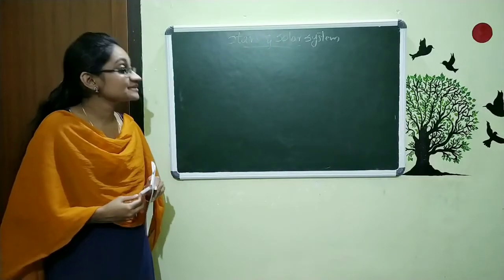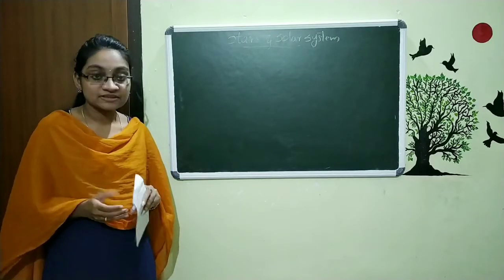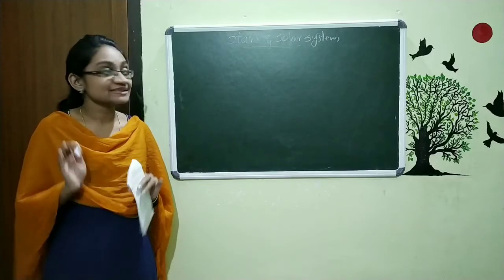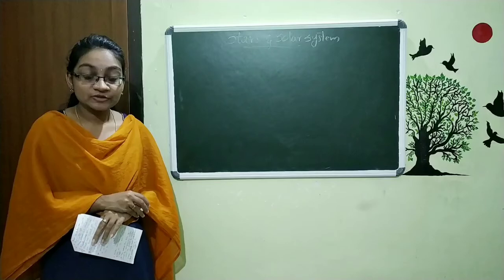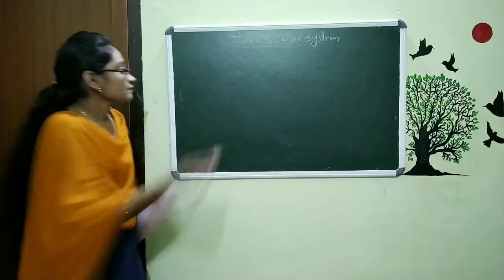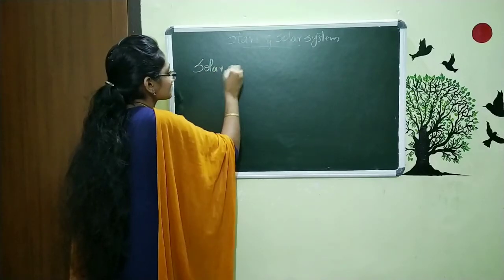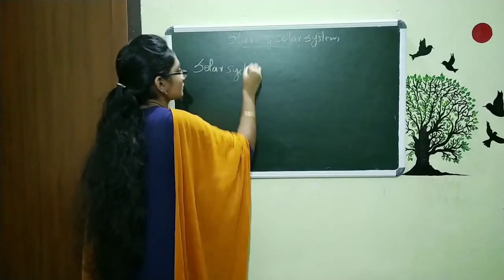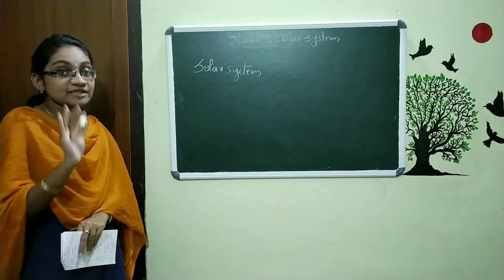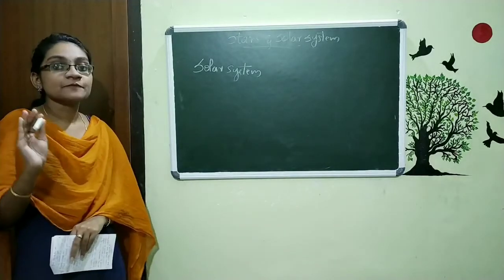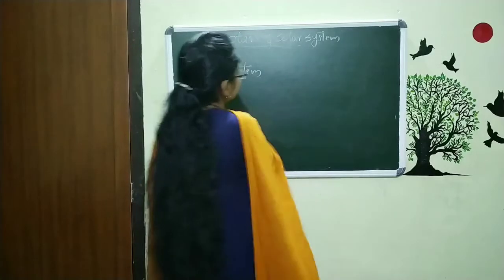Our chapter name is Stars and the Solar System. In the last few classes we discussed the star and related things. And now we are on the topic solar system. In the last class we introduced this topic and named the planets present in our solar system. Which are the planets?